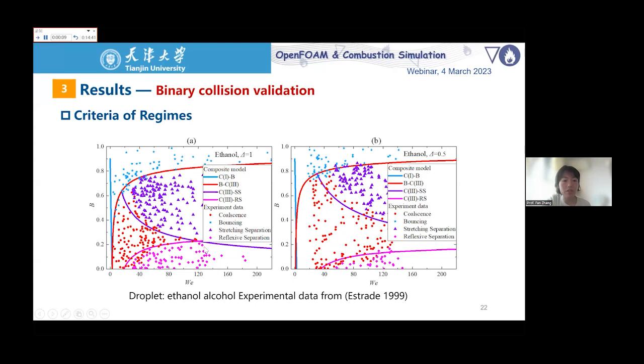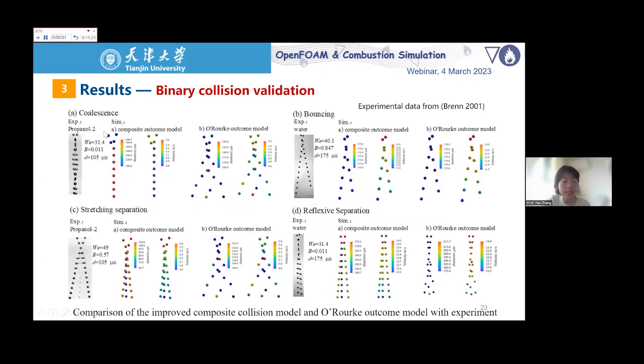If you look at the regimes in the B and the Wave number space, for the two ethanol droplets, if we decrease the droplet size ratio from 1 to 0.5, we can see the bouncing and coalescence region expand. And the stretching separation and the reflective separation regimes shrink, and the boundaries of them don't overlap anymore. Overall, we can see the lines from the simulation and the symbols from the experiment are consistent very well.